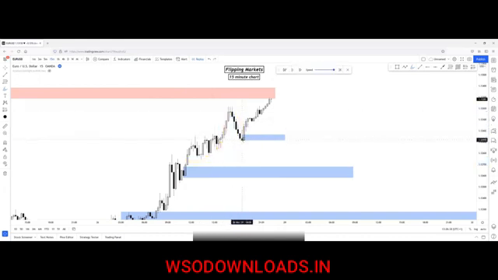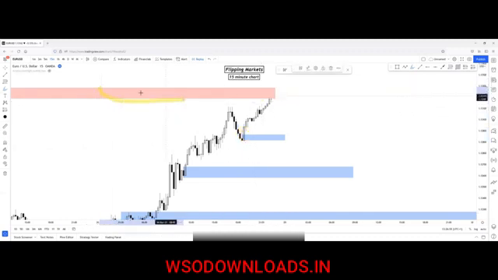And after the pullback, it created a break of structure to the upside again from this demand zone, but actually I refined this zone on the 5-minute chart because we are currently on the 15-minute chart, but we'll talk about refinements in the next video. Okay, so we have this demand zone that created the last break of structure to the upside, and this demand zone pushed the price up to the supply zone.